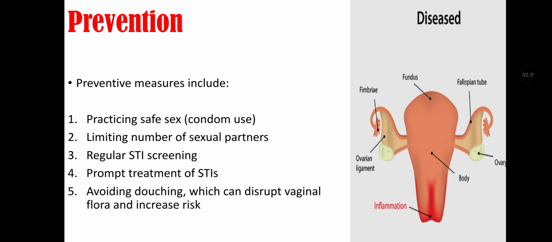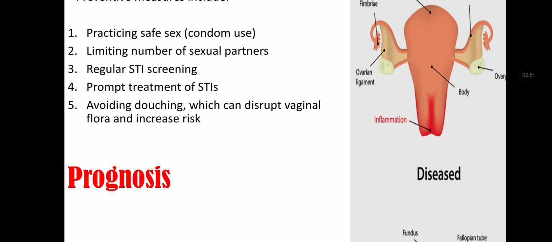Prevention measures include practicing safe sex, limiting number of sexual partners, regular sexually transmitted infection screening, prompt treatment of sexually transmitted infection, and avoiding douching, which can disrupt vaginal flora and increase risk.